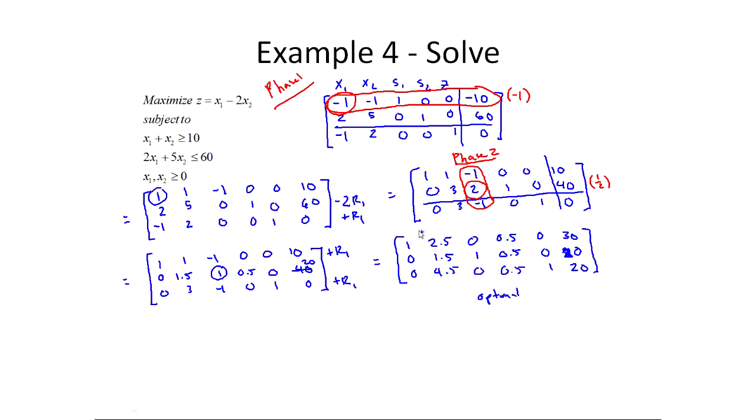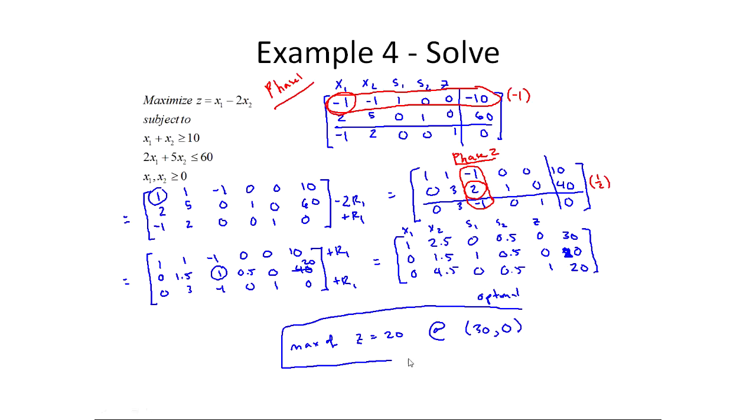So if we're optimal, I need to remember what these were. This was x1, x2, s1, s2, and z. And so my optimal solution is z equals 20. Remember, we're trying to maximize. And then x1 is 30. x2 is 0. So that will be my solution.